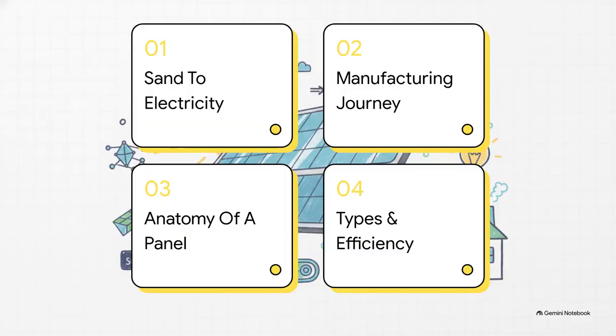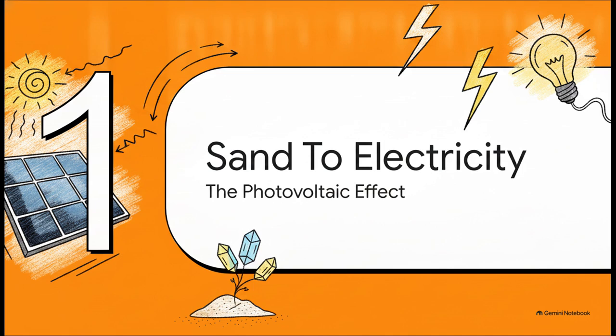Here's our roadmap for today. We'll start with from sand to electricity and the photovoltaic effect. Move on to manufacturing, the epic journey. Break down the anatomy of a panel, and finally wrap up with types, efficiency, and lifespan. All right, let's jump right into section 1, from sand to electricity and the photovoltaic effect.